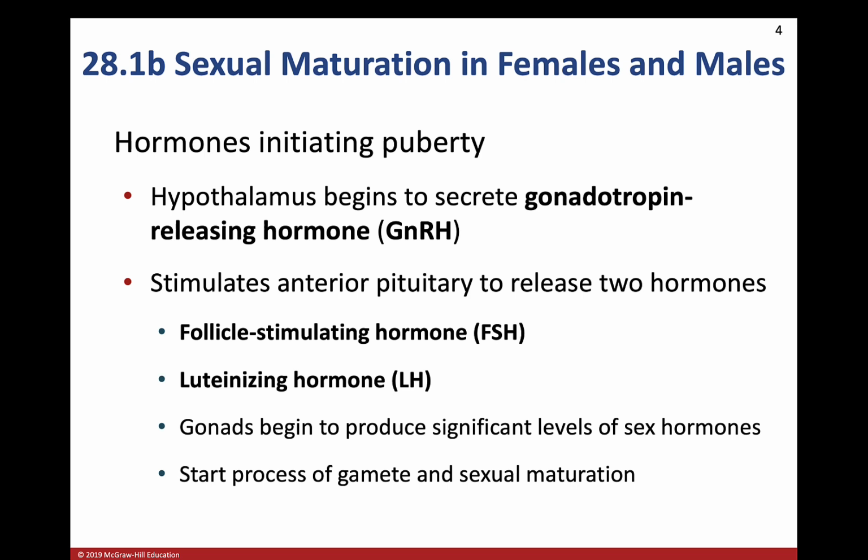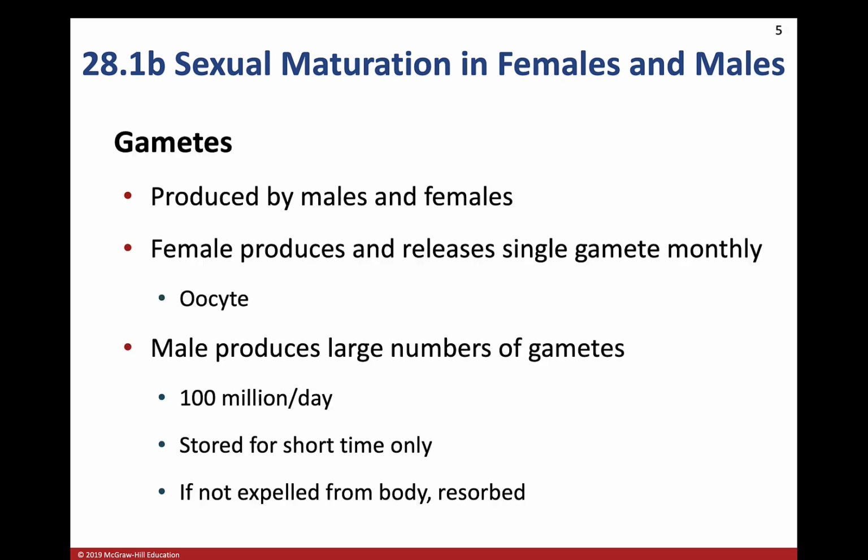Now, at the onset of puberty, this is when the gonads begin to produce significant levels of sex hormones, and this will in turn start the process of gamete and sexual maturation. As noted previously, females produce and release a single gamete monthly, and that is an oocyte. Males, on the other hand, produce large numbers of gametes, up to 100 million per day. They are not stored for a long period of time, and if they are not expelled from the body, they will be resorbed.